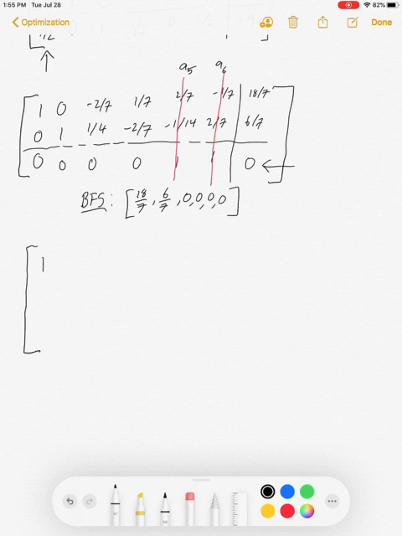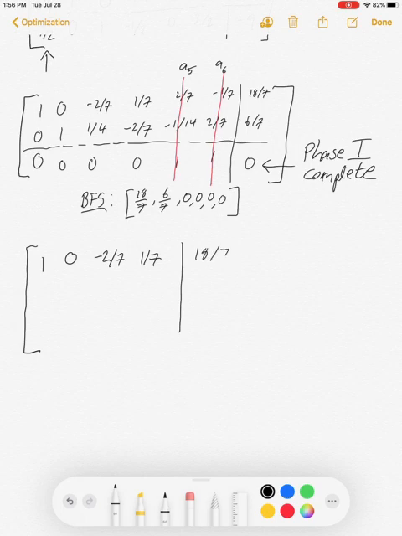And make a new tableau. So this was phase 1 complete. Great. Found the optimal solution for the first phase. Second phase, we're going to remove these columns that we added. So we have 1, 0, -2/7, 1/7, 18/7, and 0, 1, 1/4, -2/7, 6/7.